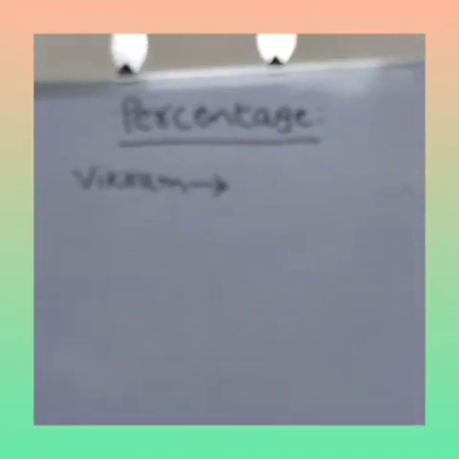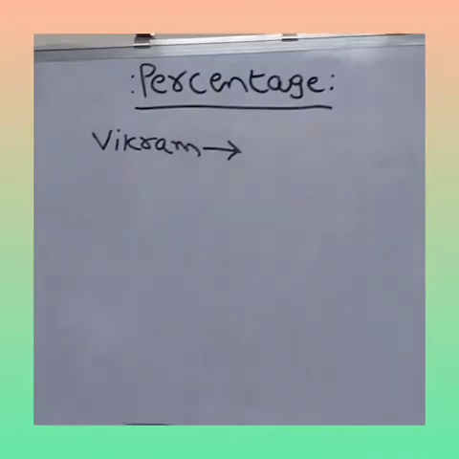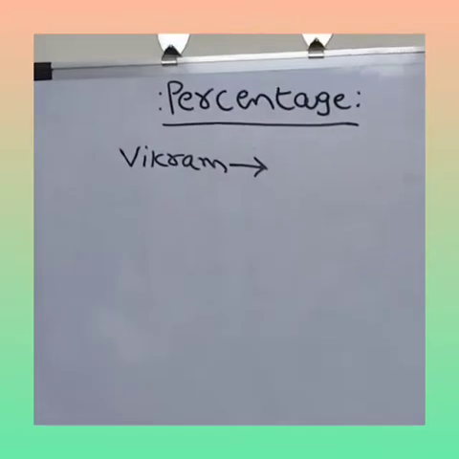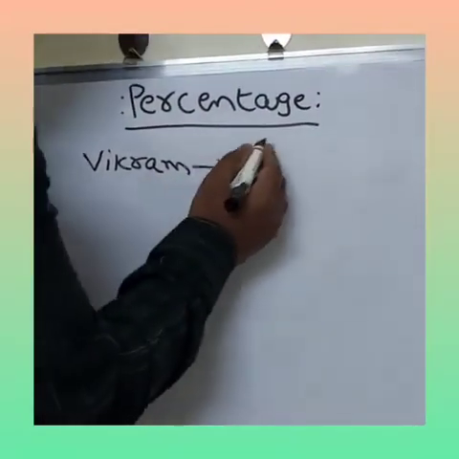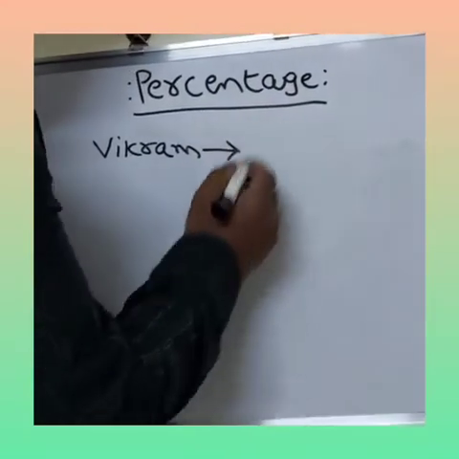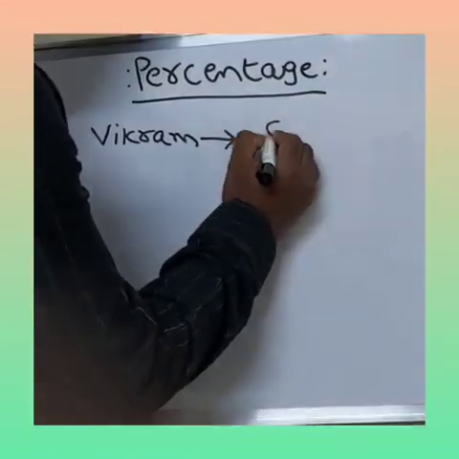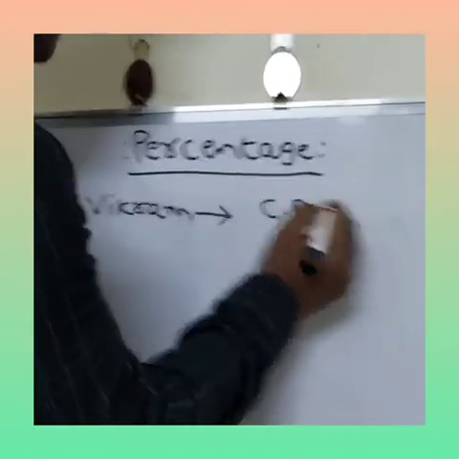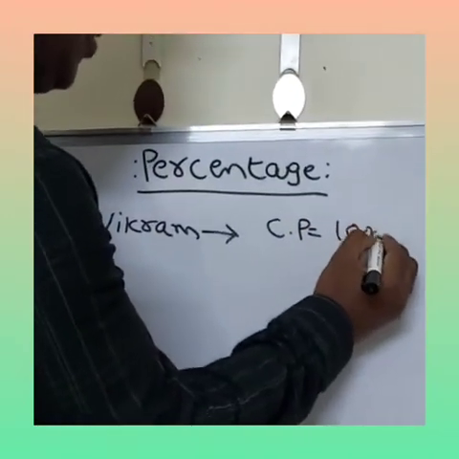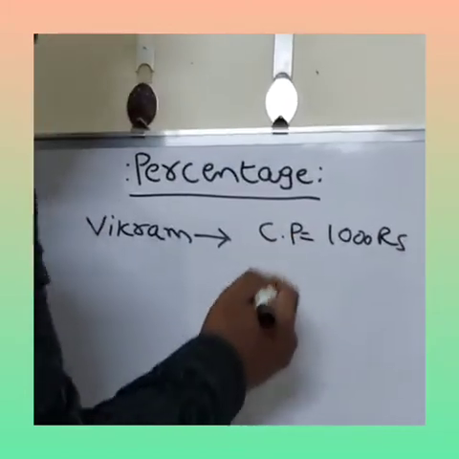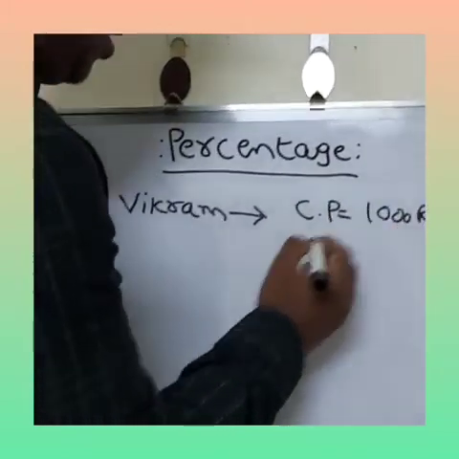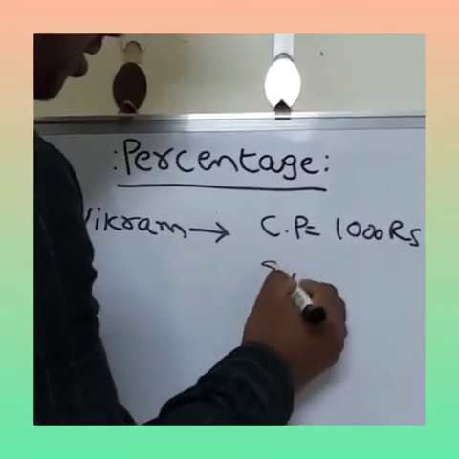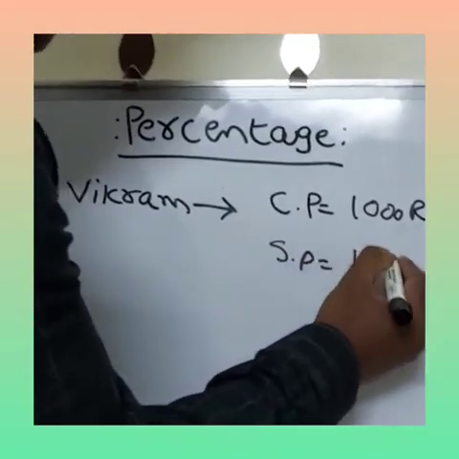Now we'll start with the basic problems of percentages. Vikram purchased a toy. The purchase value we always call the cost price. The cost price is 1000 rupees. He sold that toy for 1500, that is, the selling price is 1500 rupees.